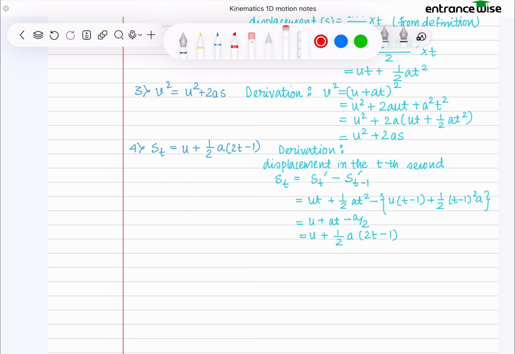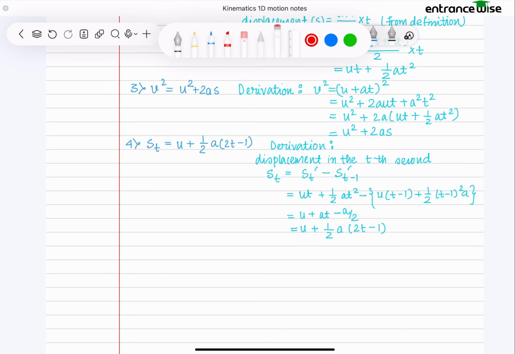So these are the terms. Now after simplifying this, we will get u plus at minus a by 2, and after taking common we will get St equal to u plus half a into 2t minus 1.